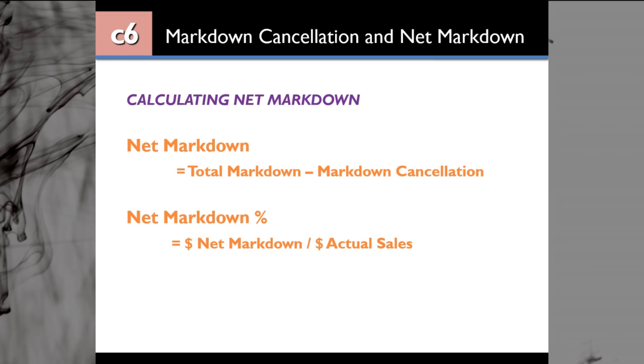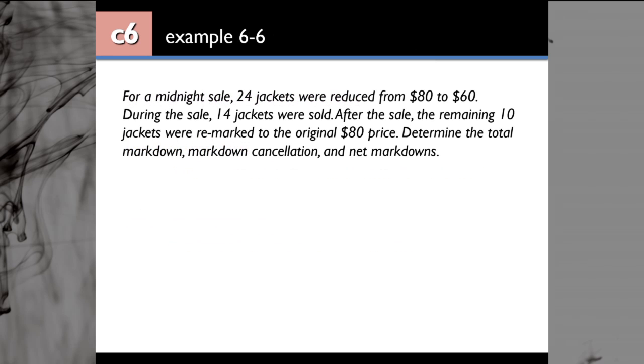Net markdown is a concept because when you have a markdown cancellation, that's not going to be your actual markdown. You have to deduct the amount of the markdown cancellation from your total markdown. That will be your net markdown. So your net markdown can be calculated as total markdown minus markdown cancellation. And your net markdown percentage can be calculated as dollar net markdown divided by your actual sales. Now you know how to calculate the dollar amount of net markdown and net markdown percent, and let's look at an example.